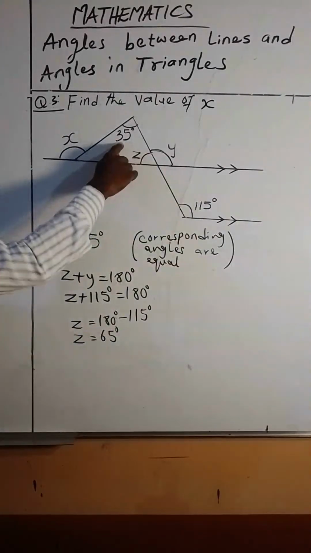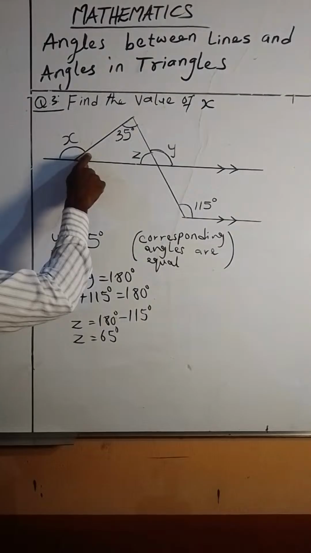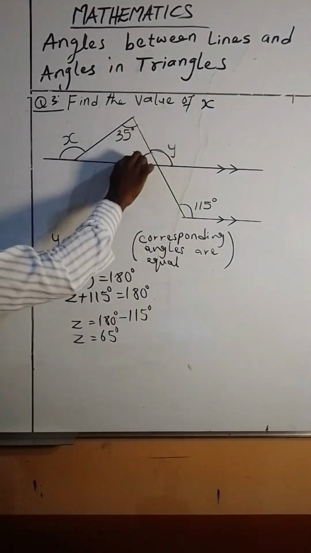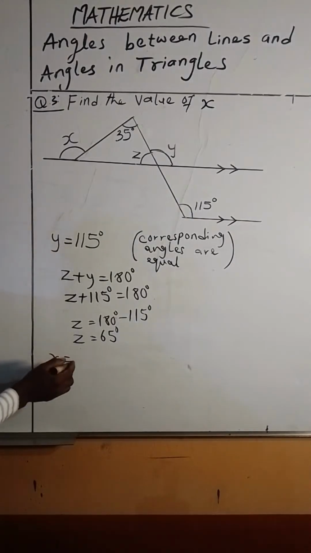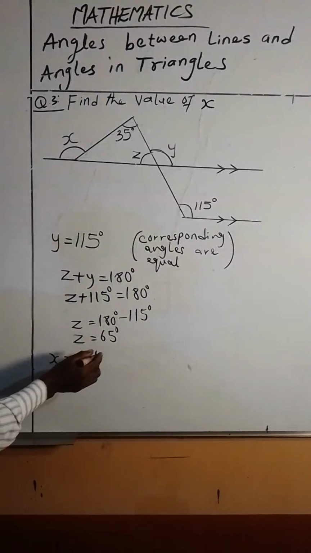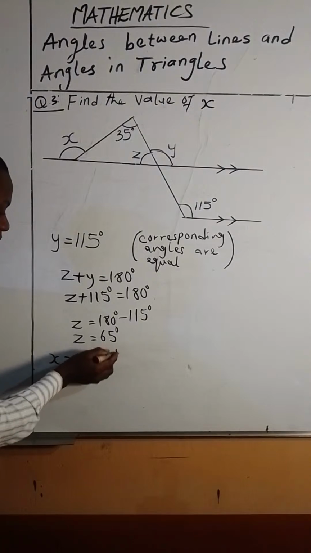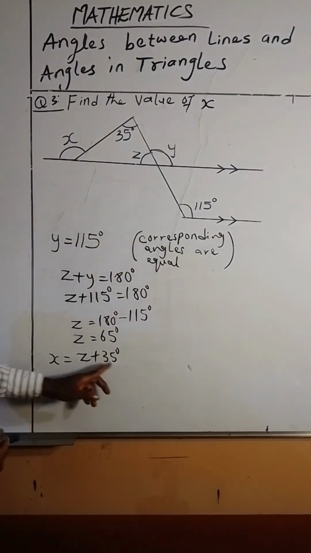So we now have two angles here. Instead of finding this and then subtracting from 180, there is no point. If we add these two, we are going to get X. So what it means is that we are simply going to say that X is equal to Z plus 35 degrees. X is equal to Z plus 35 degrees.